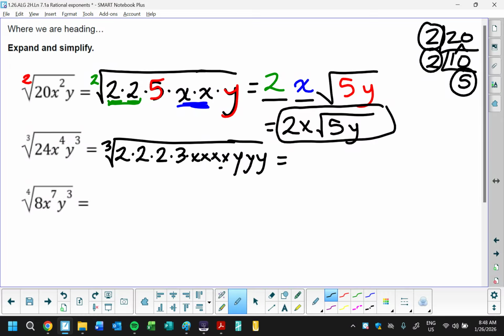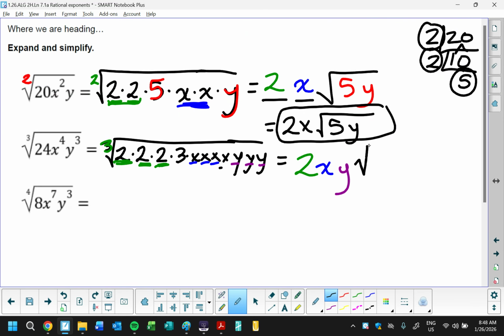So, can we simplify any terms on the inside? Well, wait a second. We're looking at a third root. What number times itself is the same as 2 times 2 times 2? That'd be 2. And it's almost like you can now cross off and forget about those 2's because we've just simplified the cube root of 8, which is 2. Meanwhile, take a look at x's. X times x times x. We can pull an x out. Now take a look at your y's. Y times y times y. So the cube root of y cubed is y.